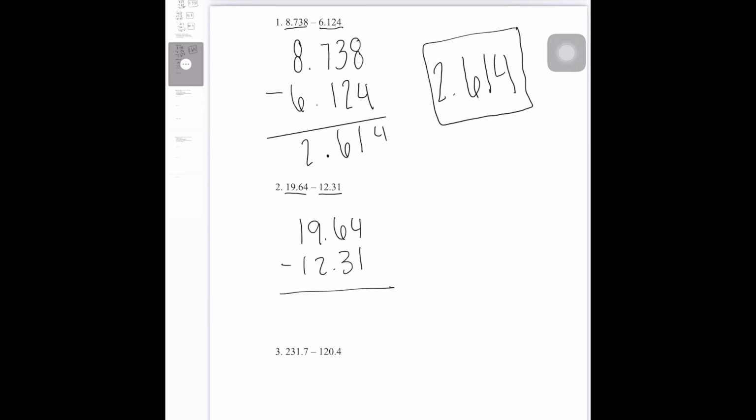4 minus 1 will be 3. 6 minus 3 will be 3. Let's bring that decimal down before we do anything else. 9 minus 2 will be 7. And then 1 minus 1 will just be 0. So this will bring that number down to 7 and 33 hundredths.